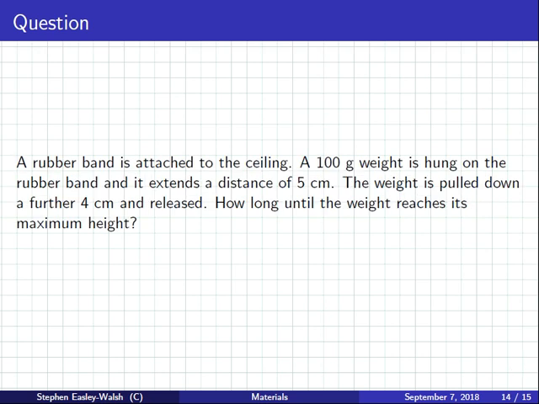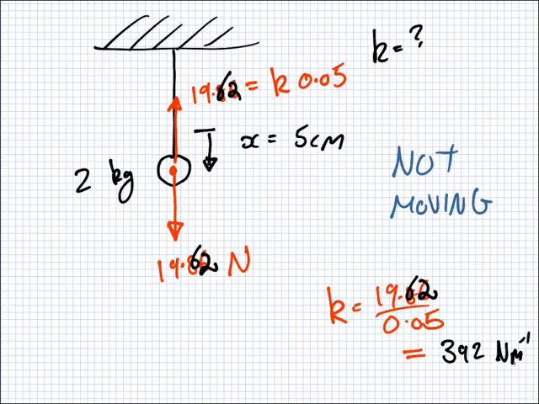A rubber band is attached to the ceiling. A 100-gram weight is hung on the rubber band and it extends 5 centimetres. The weight is pulled down a further 4 centimetres and released. How long until the weight reaches its maximum height? Okay, I'll do this one. We'll do it together bit by bit. Okay, so step 1.